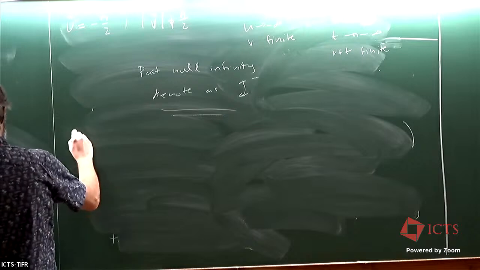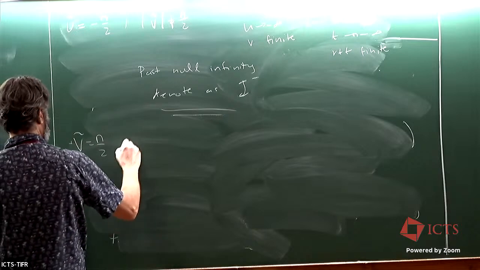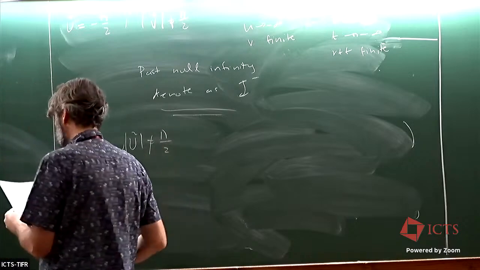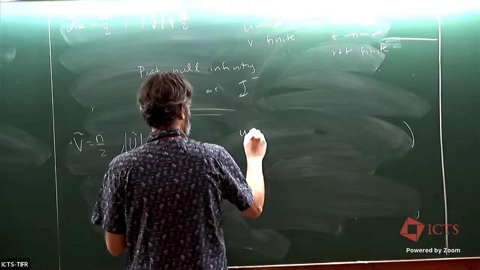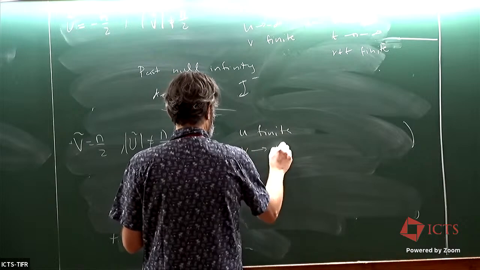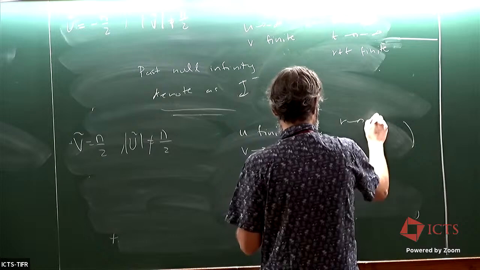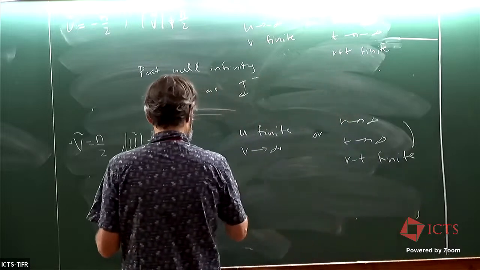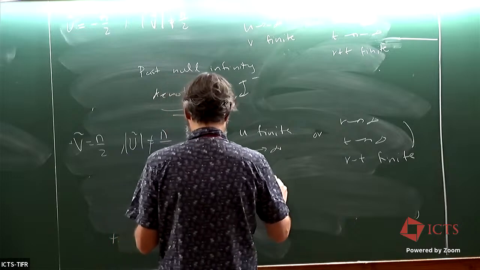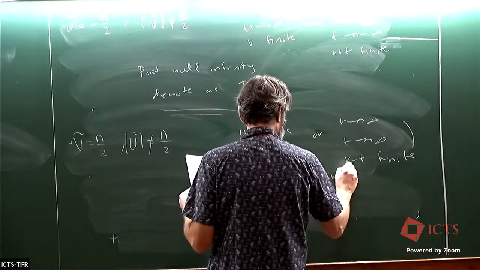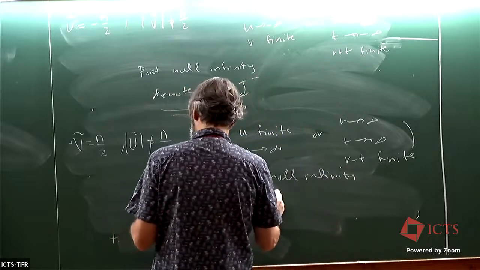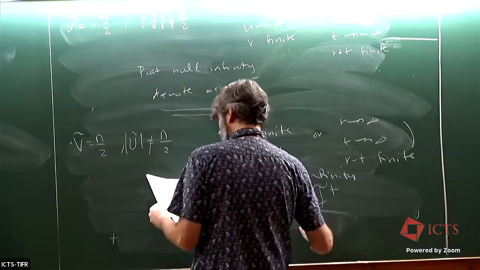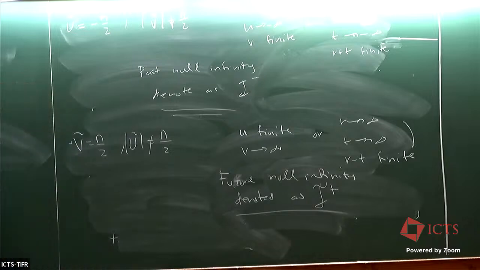And similarly, I take v twiddle pi halves. u twiddle is not plus or minus pi halves. And that corresponds to u now being finite, v going to plus infinity, or r going to infinity, t going to infinity with r minus t finite. And this is the future null infinity, denoted as scri plus. So these two are here and there. Okay.